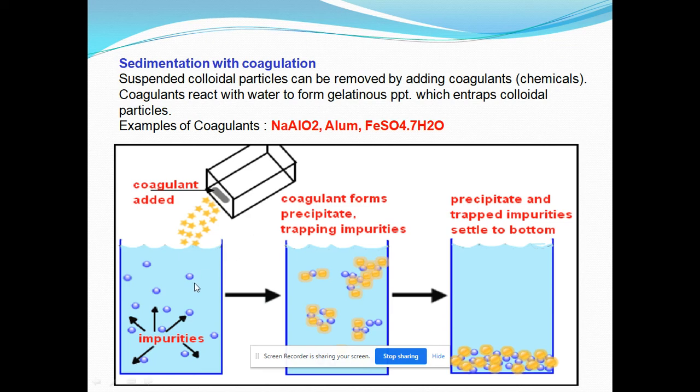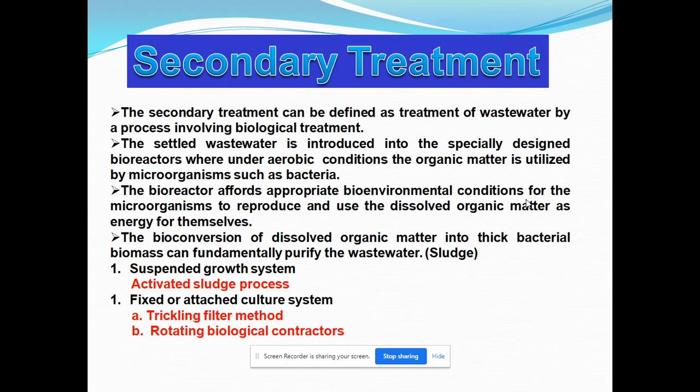So in the first chamber, you see we add coagulant, then coagulant reacts with water and forms gelatinous precipitate, which traps impurities. And further, when all the impurities are settled down with precipitates, we can take them out as sludge.